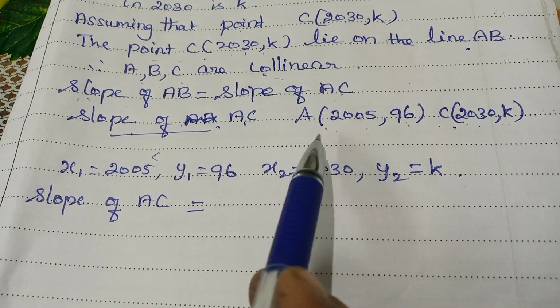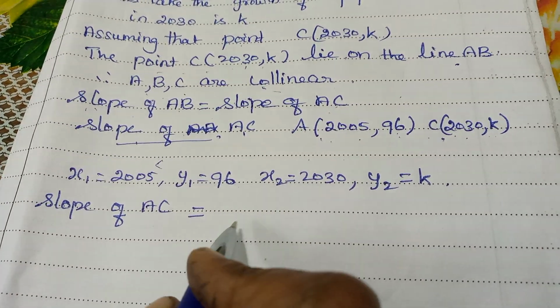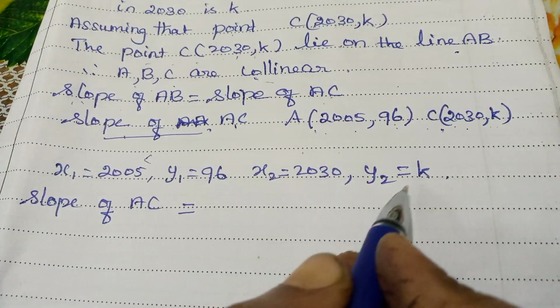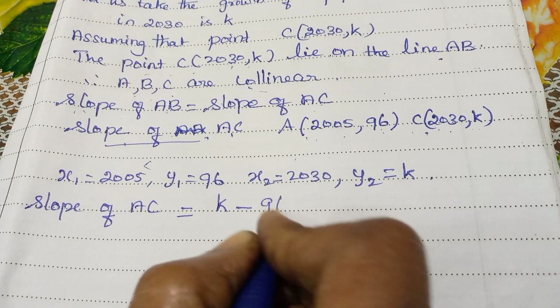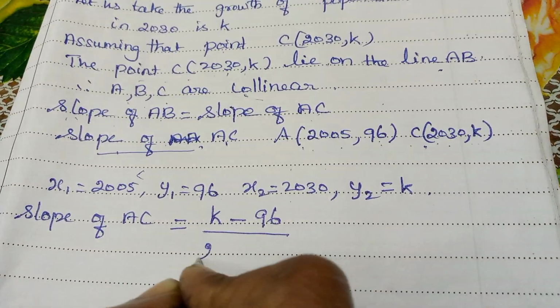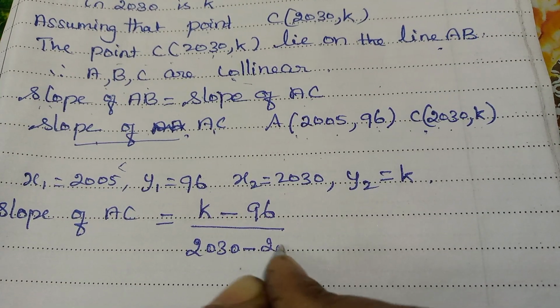Let us substitute these values in the formula. What is the slope formula? y2 minus y1 by x2 minus x1. So y2 is K, minus y1 which is 96, divided by x2, which is 2030, minus x1, which is 2005.